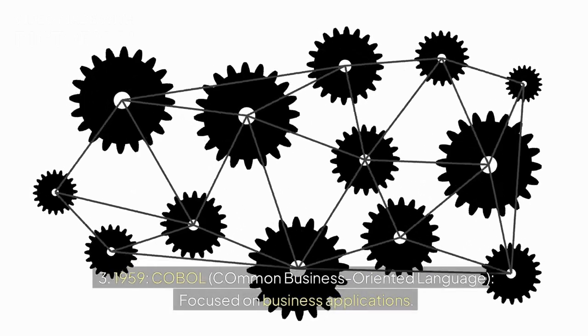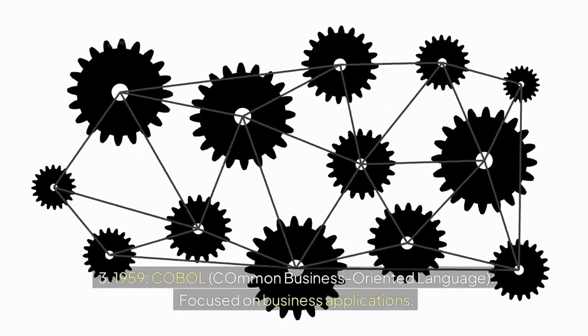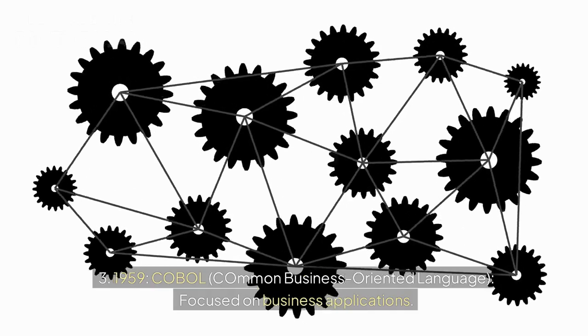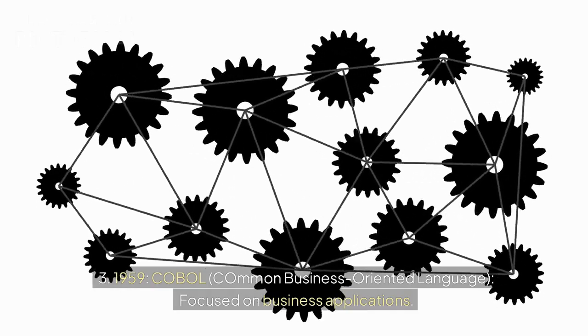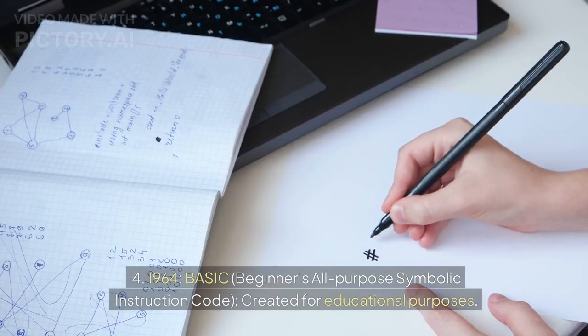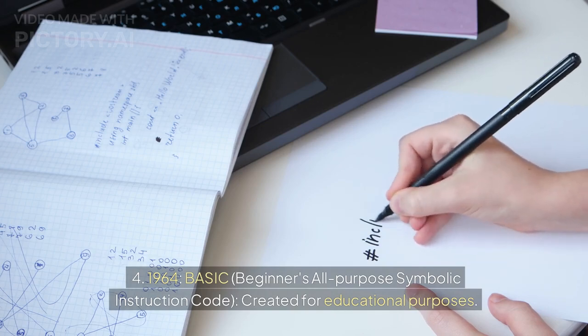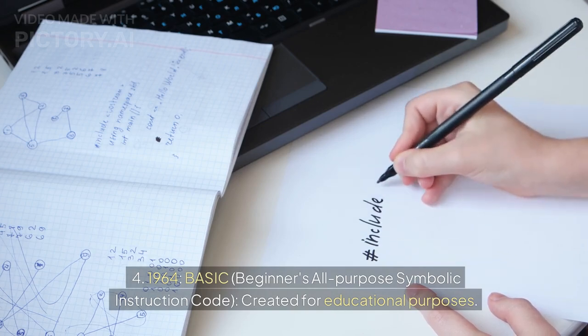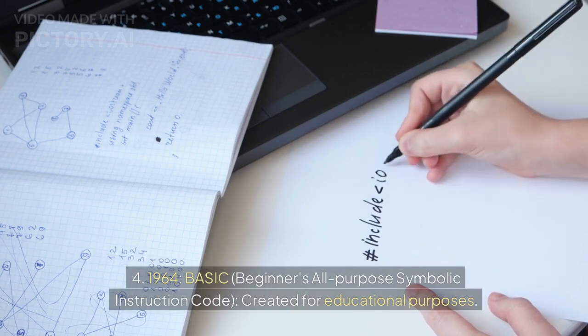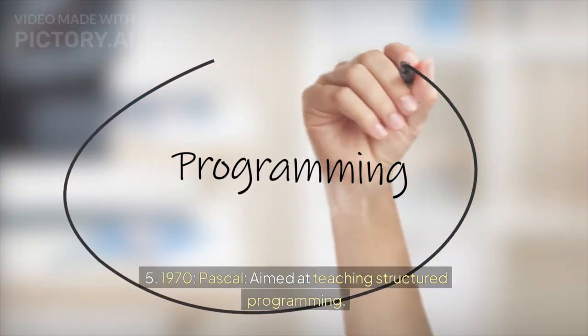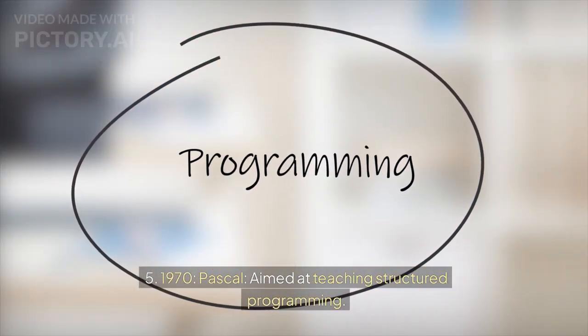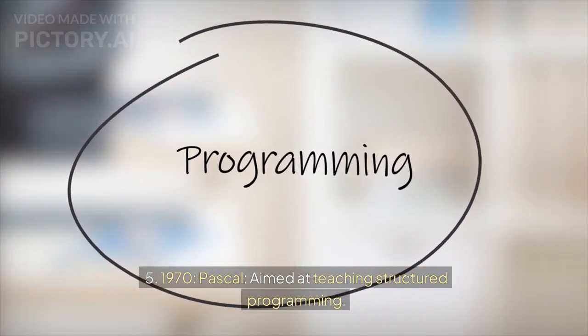1959. COBOL, common business-oriented language, focused on business applications. 1964. BASIC, beginner's all-purpose symbolic instruction code, created for educational purposes. 1970. Pascal, aimed at teaching structured programming.